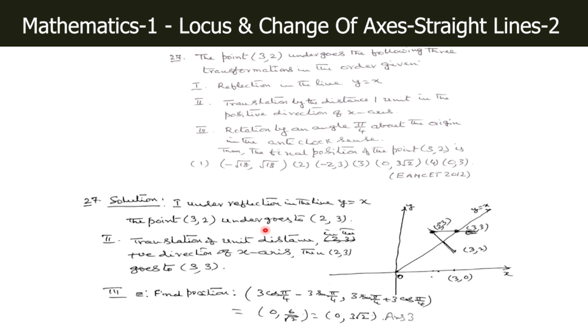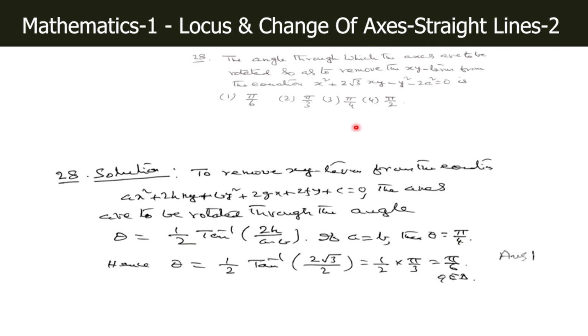Then the axes are rotated through pi by 4 in the positive direction, that means the anticlockwise sense. So the final position of the point (3, 3) is (3 cos pi by 4 minus 3 sin pi by 4, 3 sin pi by 4 plus 3 cos pi by 4), which is nothing but (0, 6 by root 2), or (0, 3 root 2). The answer is option 3.